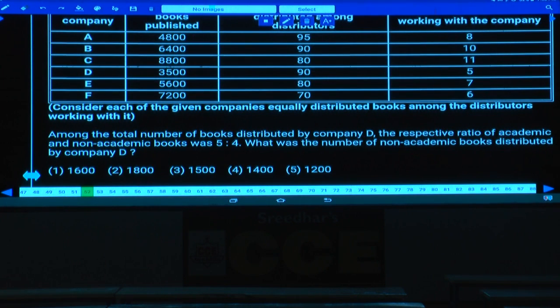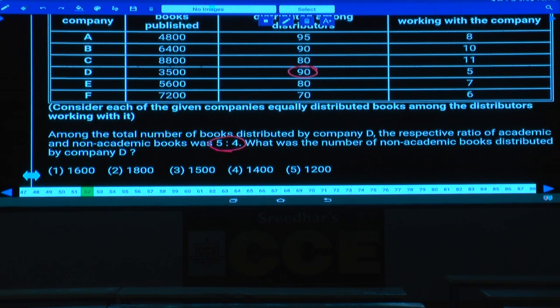Next. Among the total number of books distributed by company D, respective ratio of academic and non-academic books was 5:4. What was the number of non-academic books distributed by company D? Okay. Company D, how much percent we have distributed? 90%. They are divided in the ratio 5:4. Total parts, 9 parts. Number of distributed are in parts, 9 parts. And in terms of percentage, 90%. Then one part is 10%.